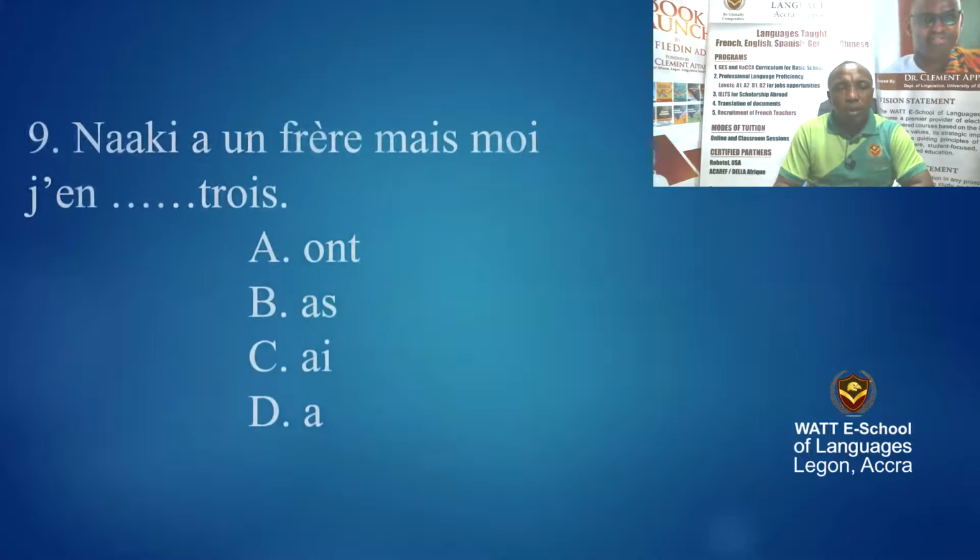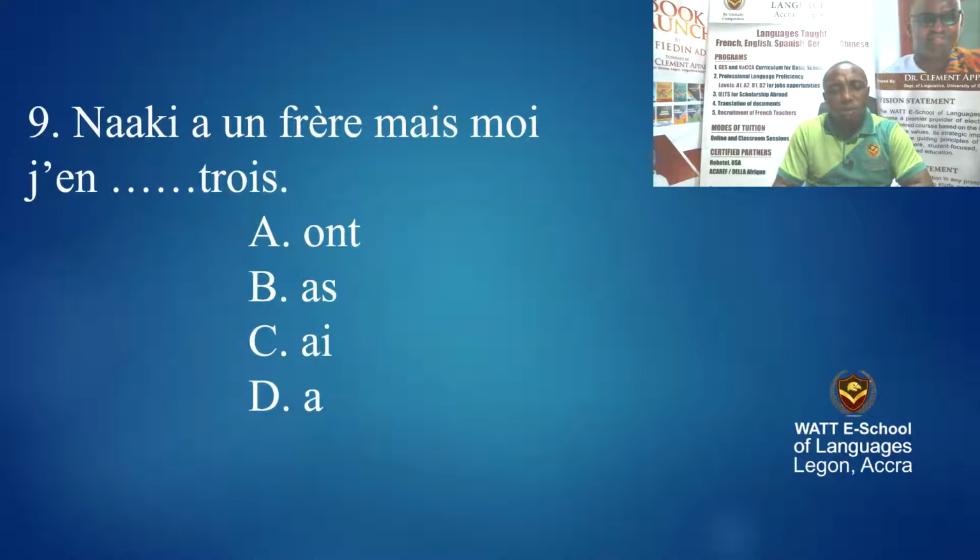We continue. 9. Naki a un frère, mais moi, j'en ai. Naki a. This is the verb avoir, to have, being conjugated in the present simple. In present simple, we say j'ai, tu as, il a, elle a, nous avons, vous avez, ils ont. Ils ont is the plural of he has. So the tu comes with as. The il a comes with a. But the ai goes with the personal pronoun je.